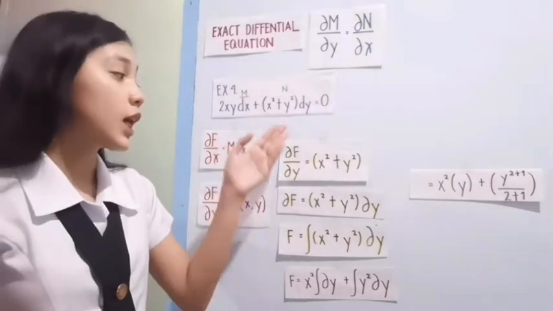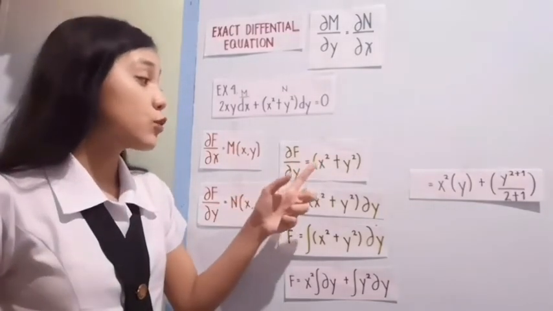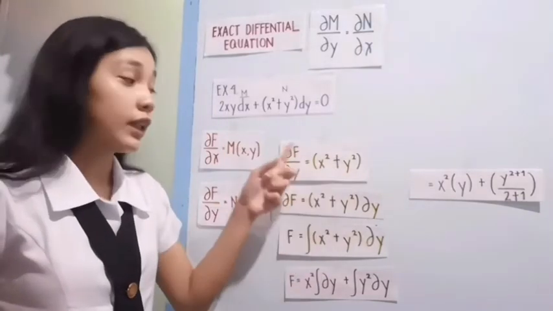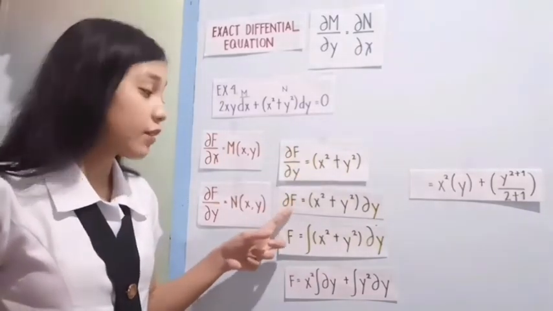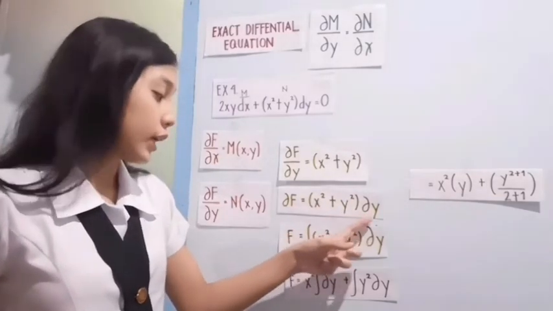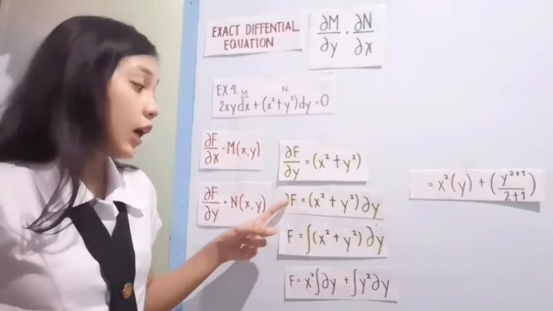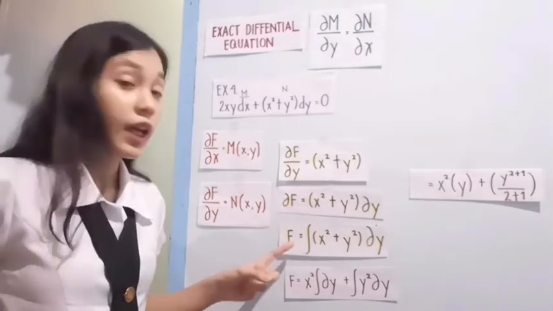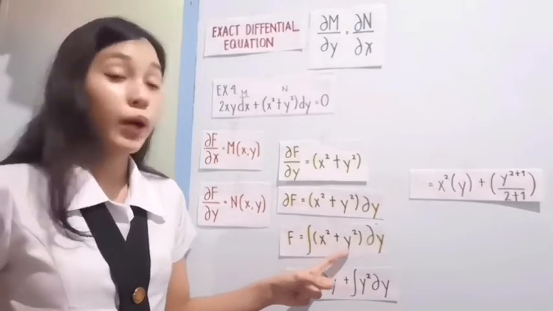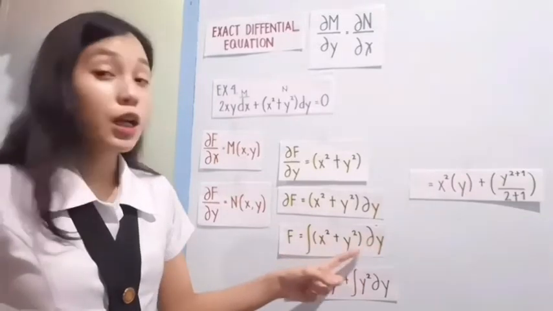So, isa-substitute natin siya, magiging the partial derivative of f with respect to y is equals to x squared plus y squared. So, i-cross multiply natin, magiging the partial derivative of f is equal to x squared plus y squared partial derivative of y. So, kapag in-integrate na natin sila, ang partial derivative of f is magiging f lang is equals to the integral of x squared plus y squared partial derivative of y. So, pwede na natin silang paghiwalayin.